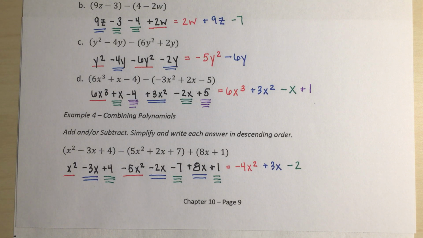And then once we change the signs that are needed for distributing that negative, we combine like terms and write our answer in descending exponential order.